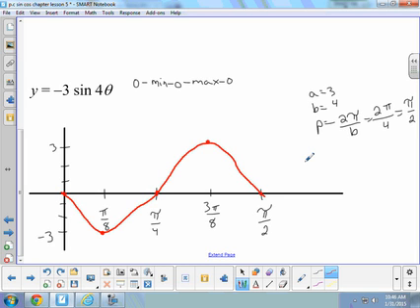I don't know that I did a great job of sketching it, but when you're sketching it, try not to connect them with straight lines. You want them to be a nice, smooth, fluid curve. You don't want them to be straight lines. All right, I hope you enjoyed.